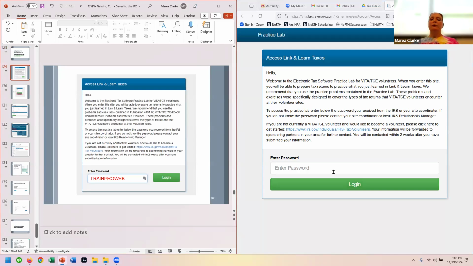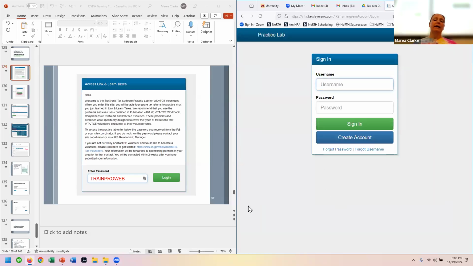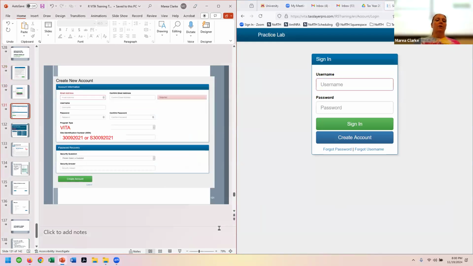This is a two-password system because it is very special. The first one is all caps, Train Pro Web. And then you create an account. You're going to pick whatever information that you want for your email address and username. It does not need to be a school email. It can be whatever email you want to use. You're going to select VITA for the program. You can enter 392021, that's one of our VITA site numbers, for the site destination, and then create an account.